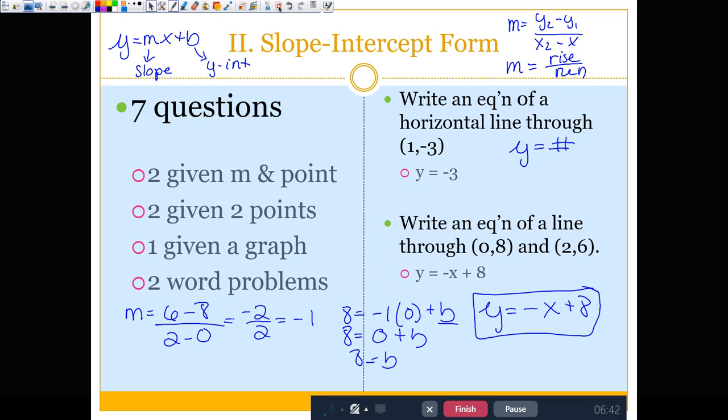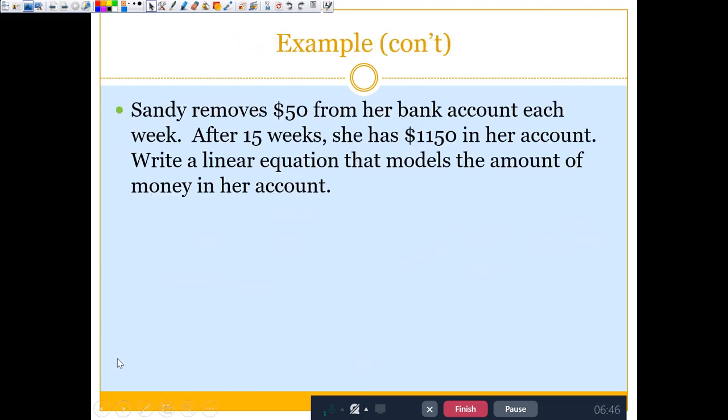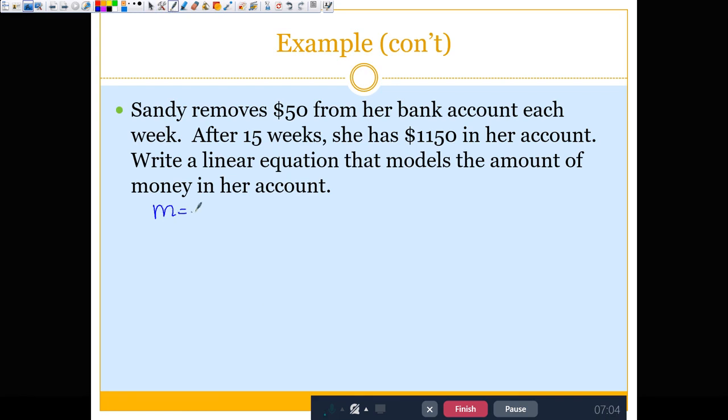Alright, so if we are having a word problem with this, this one says Sandy removes $50 from her bank account each week. So she's removing $50 each week. So that's a constant thing that's changing, or a constant thing that's being removed. So that's going to be my m. And it's removed, so it's going to be negative. So m equals negative 50.